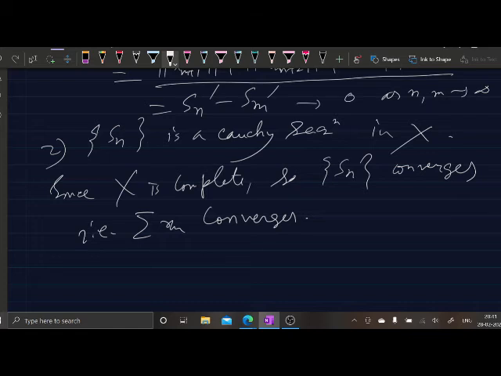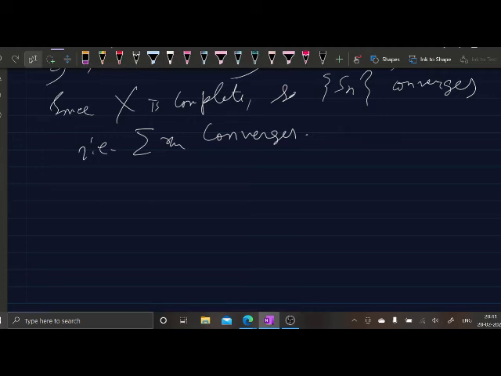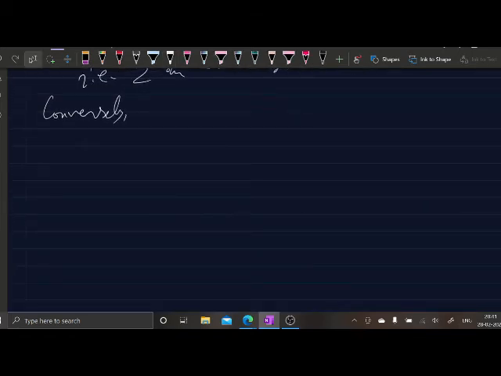And the converse part is also very easy to prove. Suppose the condition holds, that means suppose every absolutely convergent series is convergent, and you need to show that the underlying space X should be complete. For this reason you need to take one Cauchy sequence xn. So conversely, let the sequence xn be a Cauchy sequence in capital X.